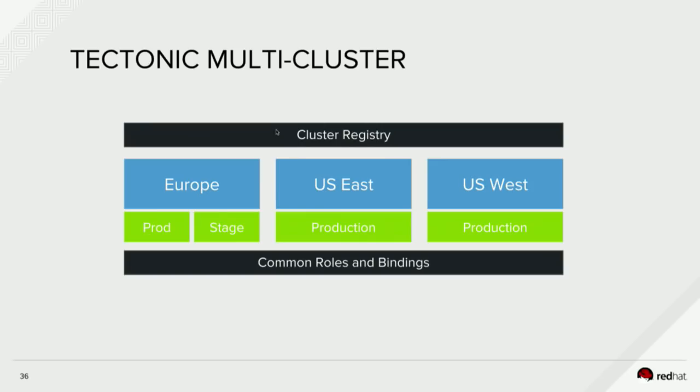We've got our three environments here. So we've got our cluster registry that's tracking all three of the clusters. And then we've got our common set of RBAC on the bottom. And we're in Europe, so we want to have our staging environment really close because we interact with it a lot. But maybe we have an international audience for our application, so we've got production namespaces running across all the clusters.